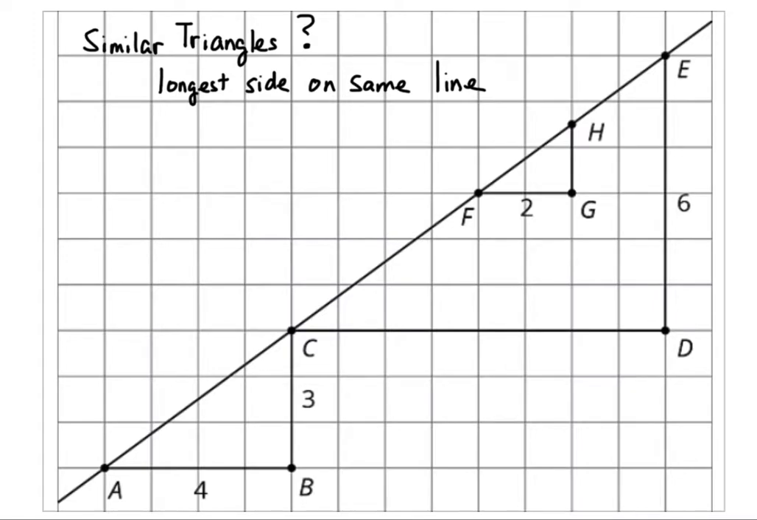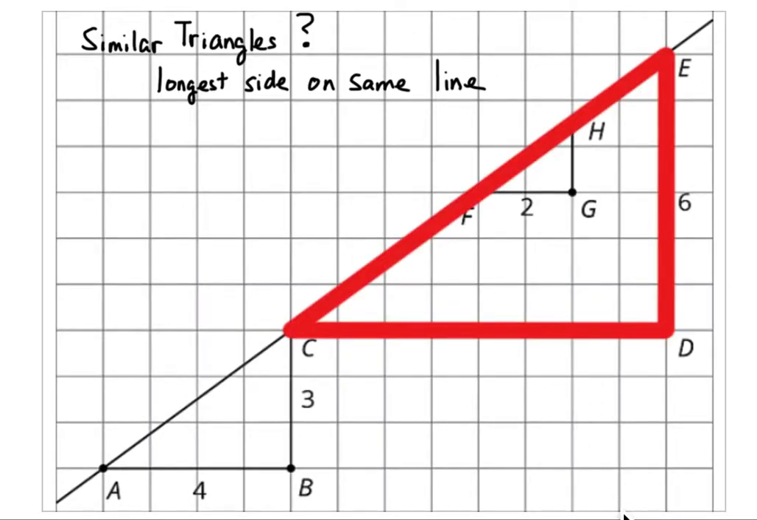So let's go back up here to the beginning. It says similar triangles, longest side on the same line. So notice that for each of these triangles, the longest side is on the same line. So how do I show you, or how do you prove to me, that each of these three triangles are similar triangles? A couple different ways. Actually, there's three ways that I can think of doing it.